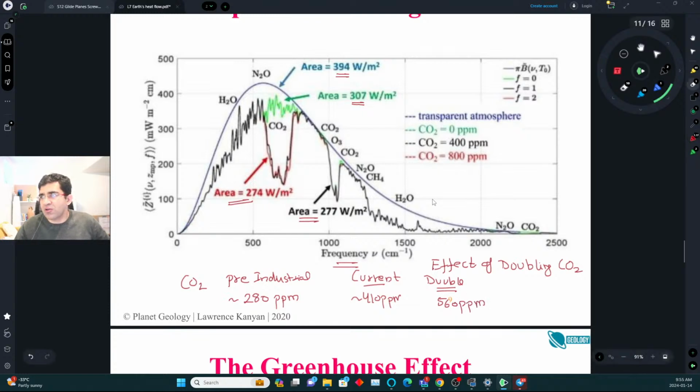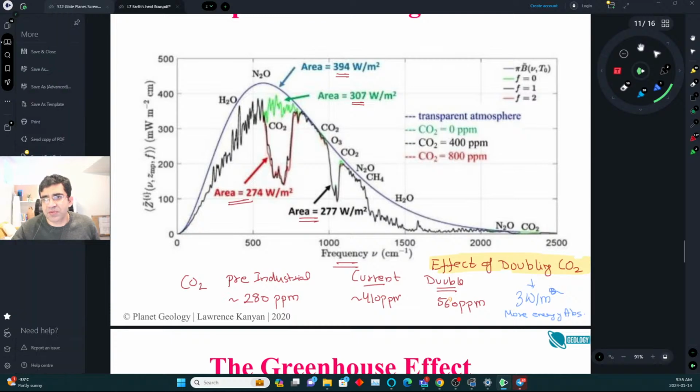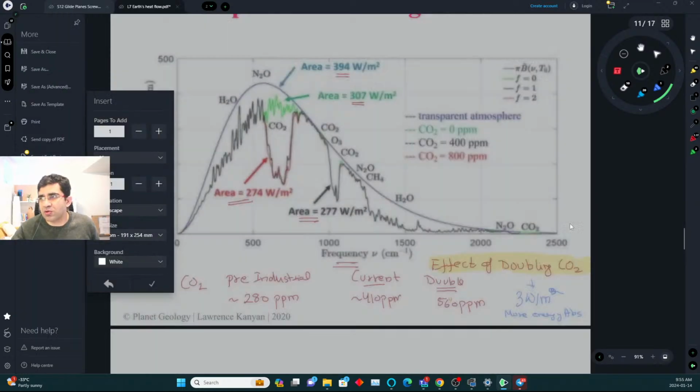So the effect of doubling the CO2 is 3 watt per meter square, out of the total budget that we are seeing. Basically, 3 watt per meter square more energy is absorbed by doubling of CO2. Another important thing is that the effect of adding CO2 is logarithmic.